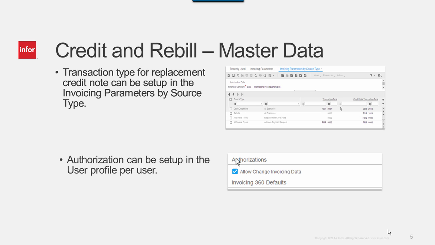Let's look at the master data needed for this credit and rebill process. When an invoice is selected for credit and rebill, a credit note is created. This replacement credit note has a special transaction type which has to be maintained in the invoicing parameter by source type. In addition to this, users can be authorized to initiate the credit and rebill process, and this is controlled by the authorizations box in the user profile. When the checkbox allow change of invoicing data is enabled, then the users can credit and rebill invoices.